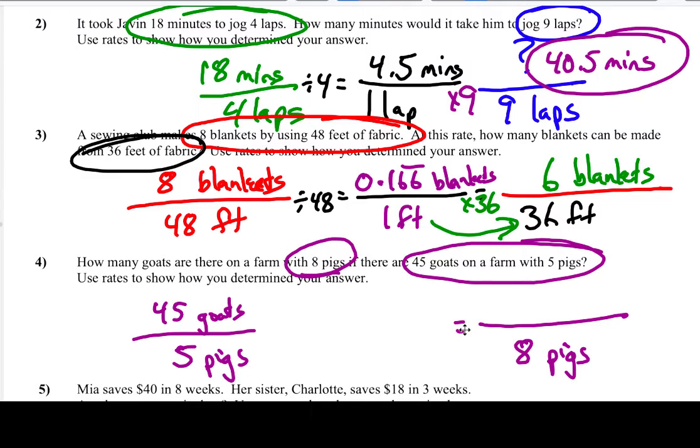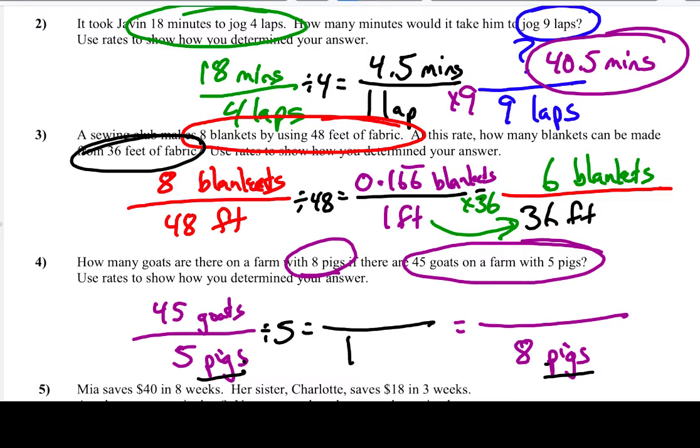So again, as we've talked about a lot in class, let those units help you line things up. Pigs was on the bottom, so pigs is on the bottom over here. Now I want to go from 5 to 8. Well, 5 doesn't turn into an 8 very nicely. I'd have to use some decimals. If you're comfortable with that, go for it. But if not, we're going to turn into a unit rate. So we're going to divide by 5.